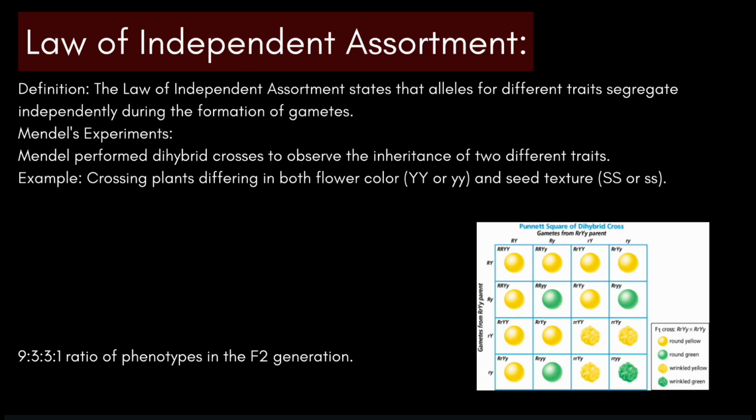Next, we have the law of independent assortment. The law of independent assortment states that alleles for different traits segregate independently during the formation of gametes. Mendel, once again, performed dihybrid crosses as well to observe the inheritance of 2 different traits. For example, crossing plants differing in both flower color, big Y or little y, and seed texture, big S or little s, would result in a 9-to-3-to-3-to-1 ratio of phenotypes in the F2 generation. Moving on.